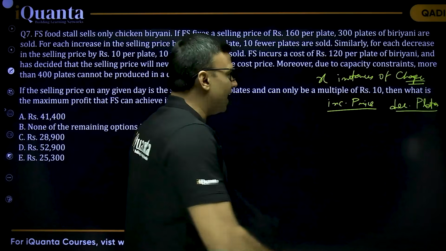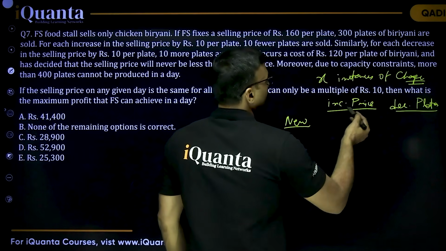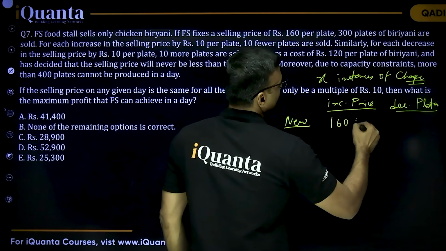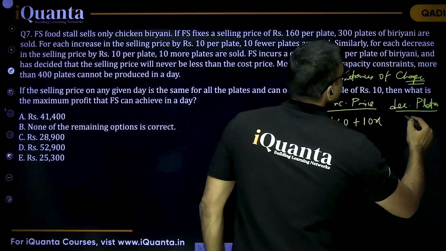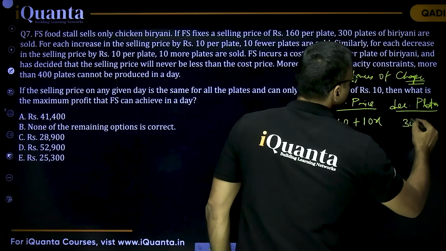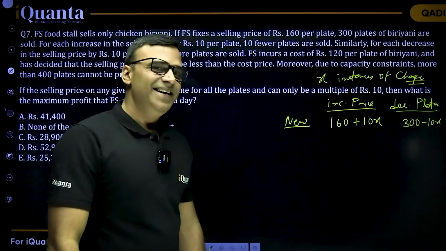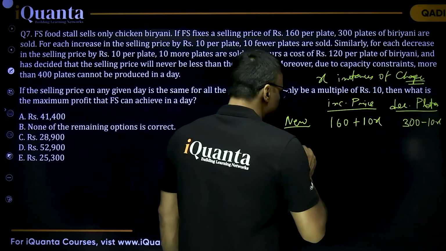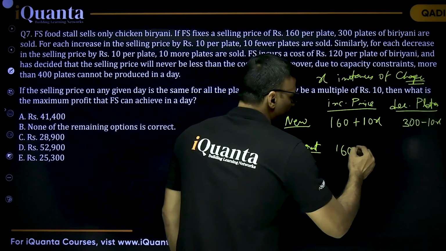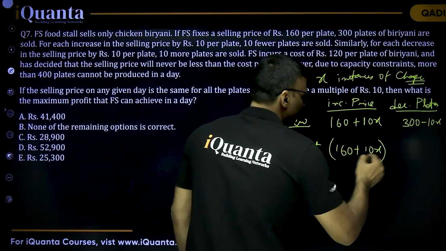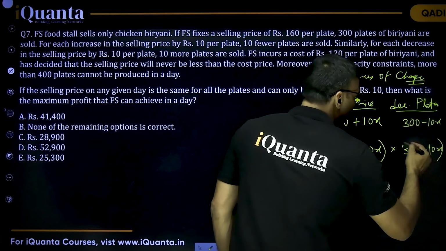So what does that mean? After these X instances, the new price would be 160 plus 10x, and the number of plates would be 300 minus 10x, right? So the total amount collected would be 160 plus 10x into 300 minus 10x. This is the total amount collected.